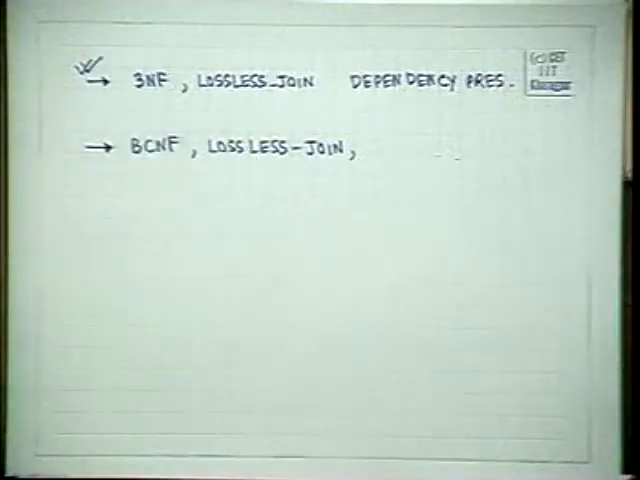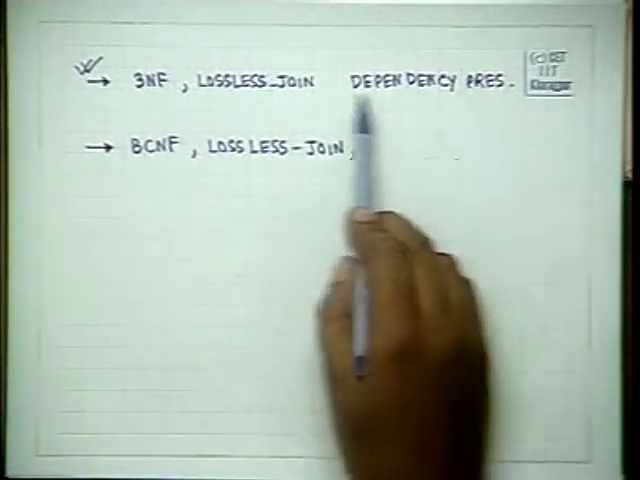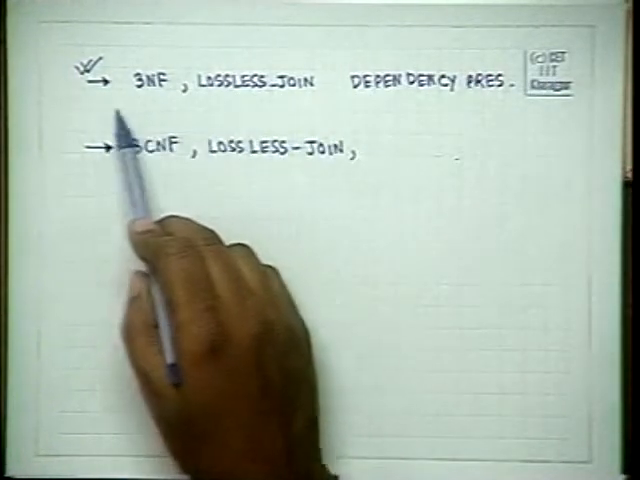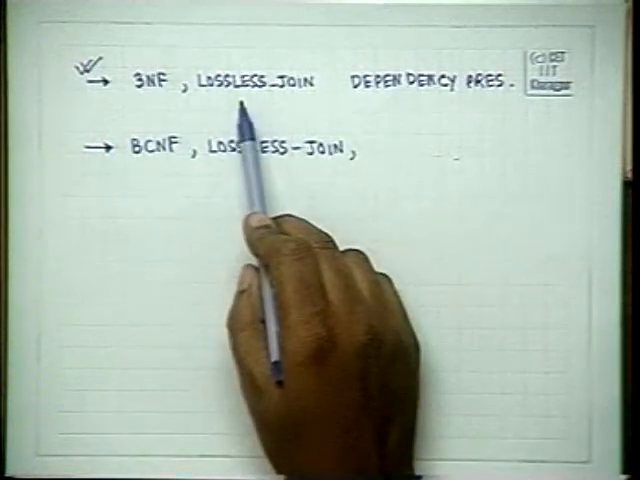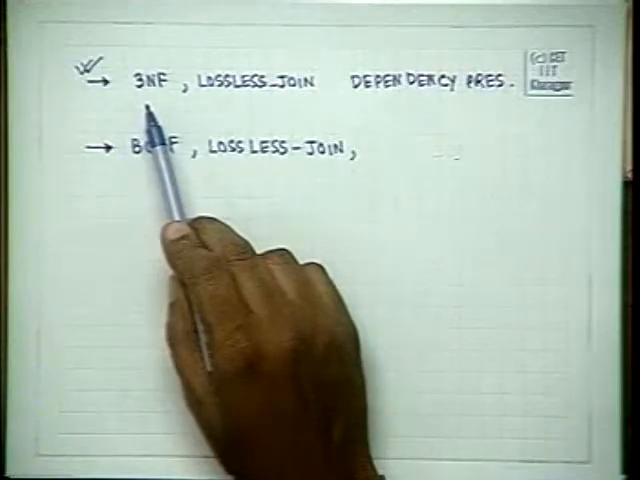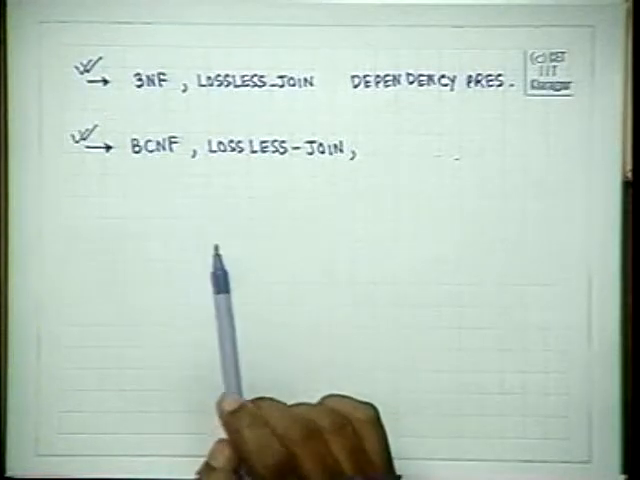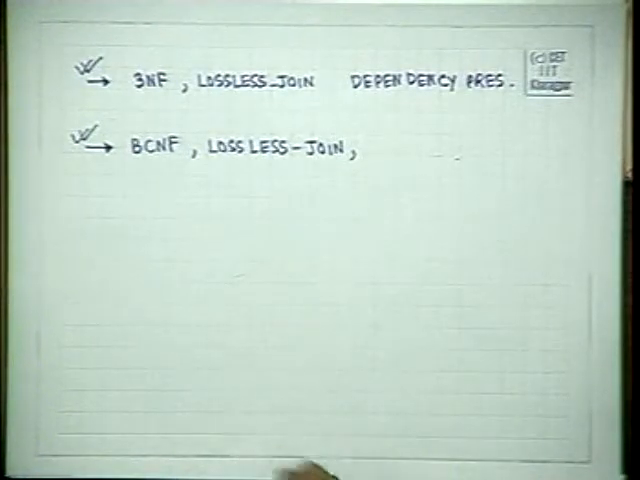Next we will see two algorithms: one which, given any relation, will be able to decompose it automatically into a lossless join dependency preserving 3NF decomposition, and another algorithm which will give a BCNF lossless join decomposition. We will see them in the next class.